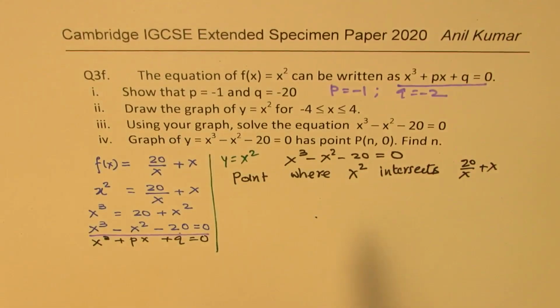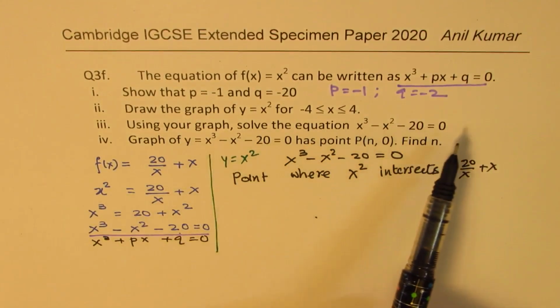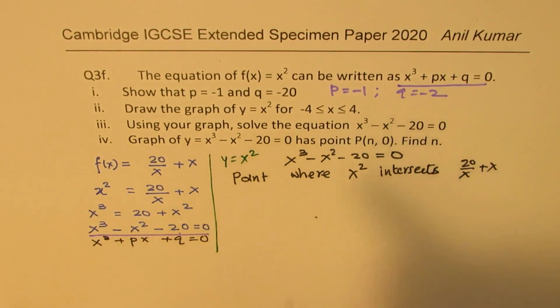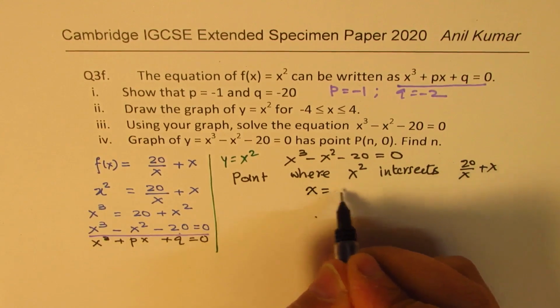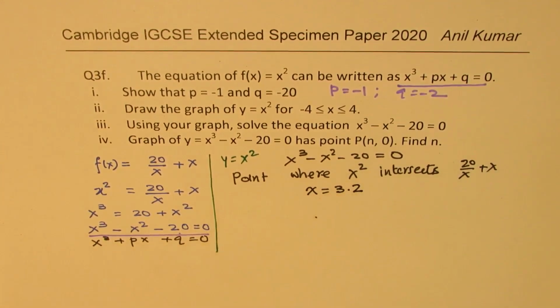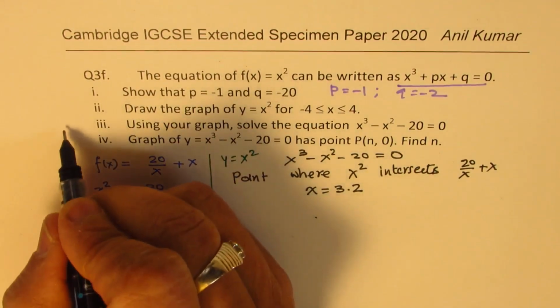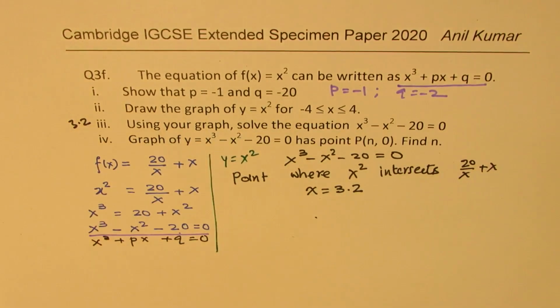Now what does it say? Using your graph, solve this equation. When we solve the equation, we are only finding the x value, right? So we get x equals to 3.2. So that becomes the answer for us. It does make sense to you, right? So we got the answer as 3.2 for this question.